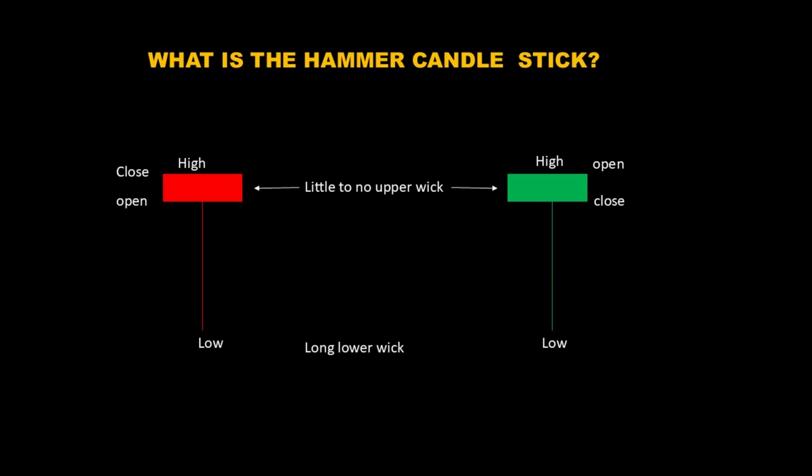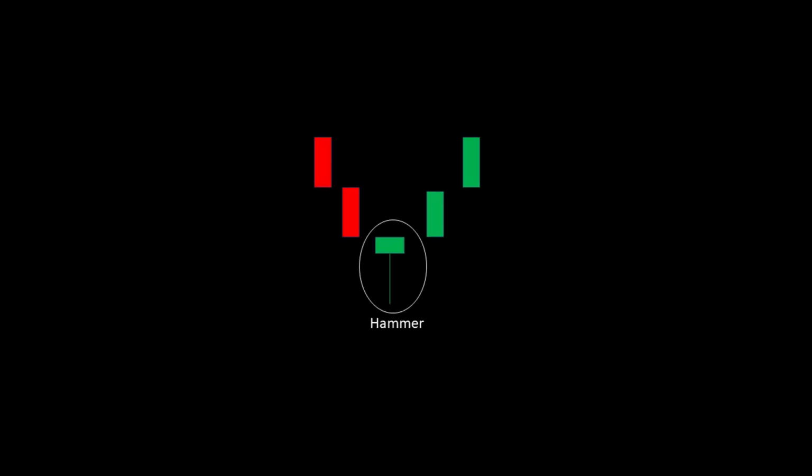The psychology behind it is that the price opened and dropped heavily as sellers dominated, but then buyers stepped in with force and pushed the price back up near the opening level. This creates a candle that looks like a hammer, and it signals that buying pressure is returning. You can trade it by looking for support levels or waiting for confirmation by using the bullish candle after it. You can set your stop loss below the lower hammer.